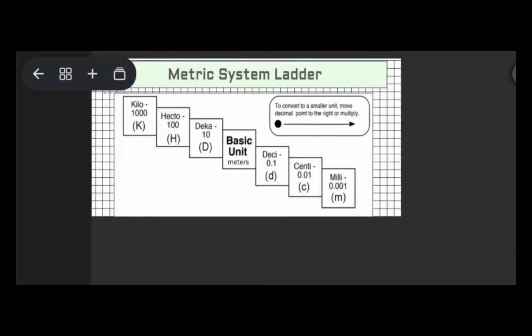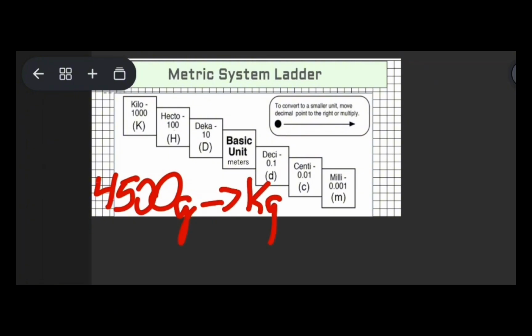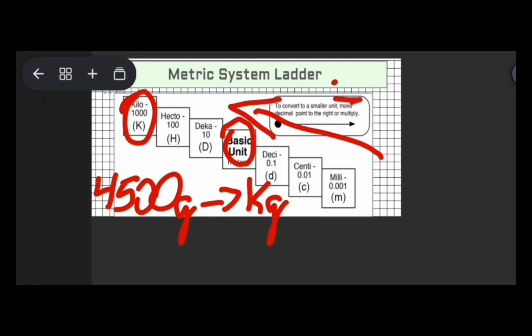Let's say we have 4,500 grams and we want to convert this into kilograms. How do you think we could solve this one? Well, since grams is in basic units and kilograms is up here, we're moving up the metric system ladder. So the decimal point will be moved to the left.